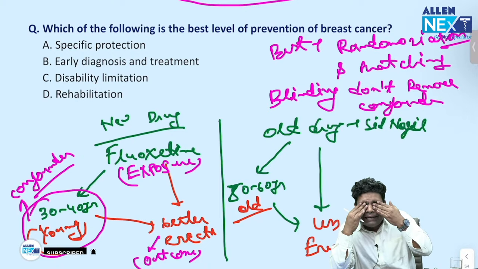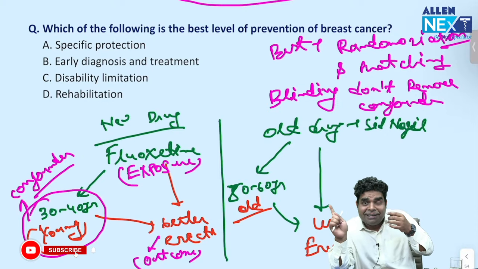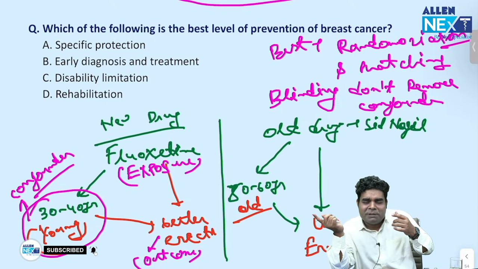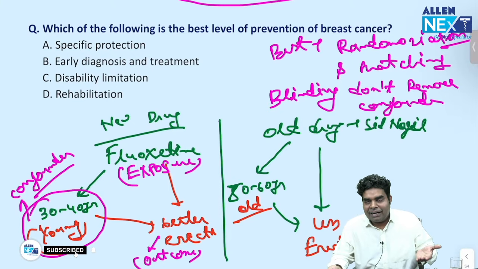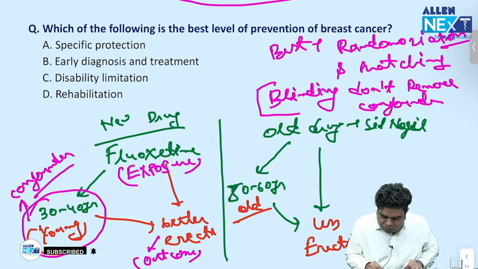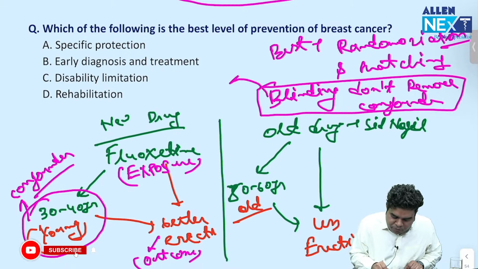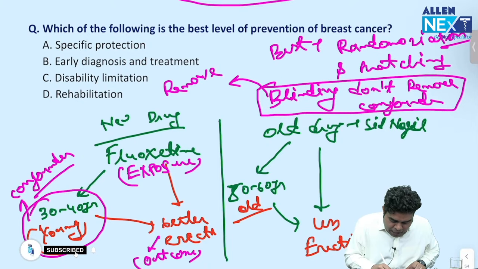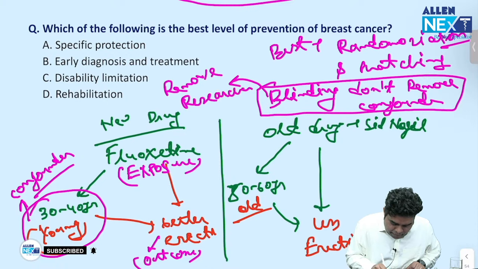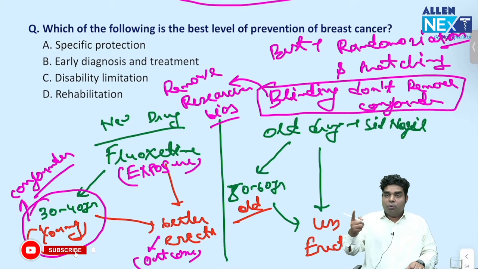But even if I am blind, the effect of young age will be there, na? Even if I am blind, if one group is young, they will have better erection. So my blinding does not affect the confounder. Blinding does not remove confounders. Blinding removes researcher bias. Okay, blinding removes my bias. I will not be able to manipulate because I am blind. So blinding removes researcher bias, but it does not remove confounders.